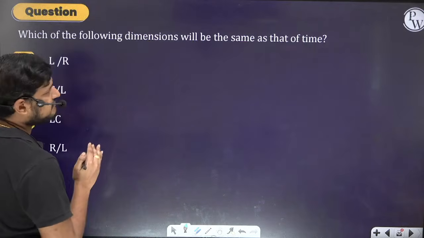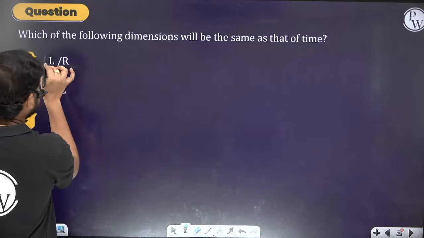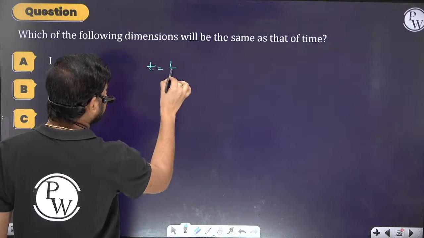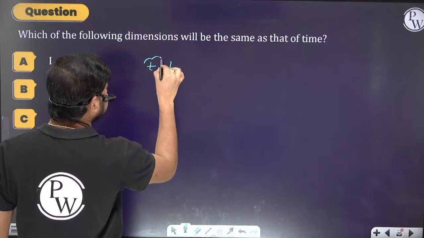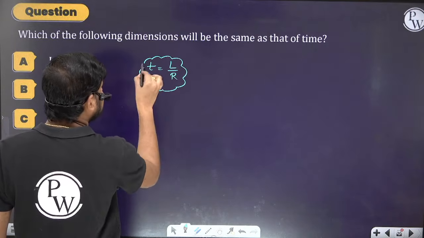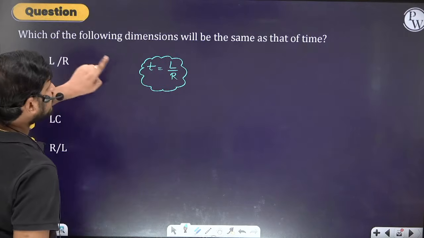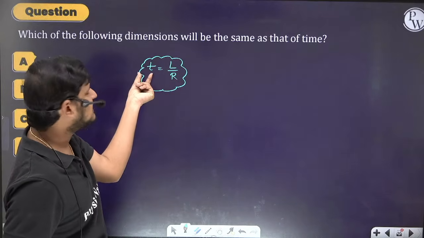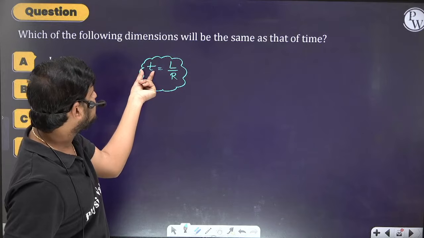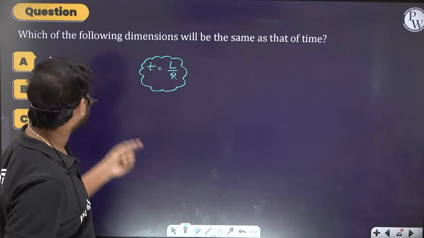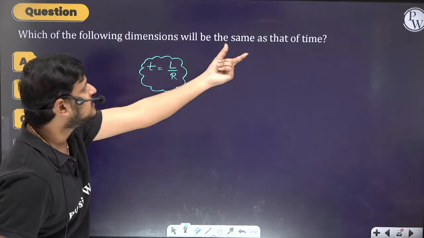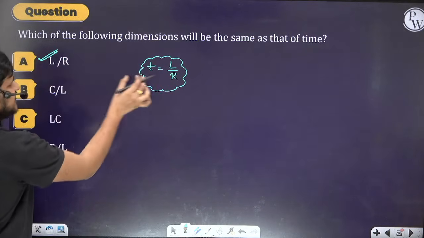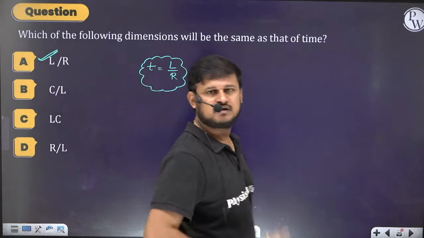The inductive time constant T is given as L by R. This you learn in the electromagnetic induction chapter. Which of the following will have the same dimensions as time? The inductive time constant, T equals L by R. So L by R will have the same dimensions as time. Just remember this one. We'll discuss it in detail in the EMI chapter.